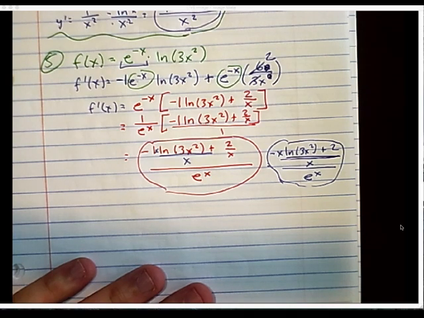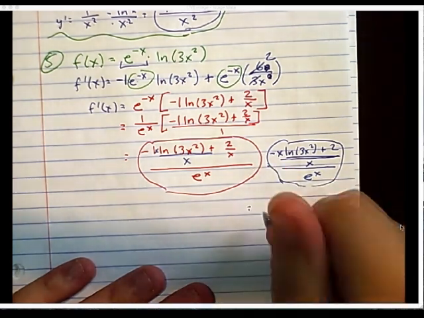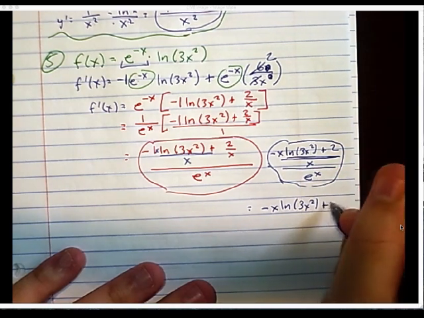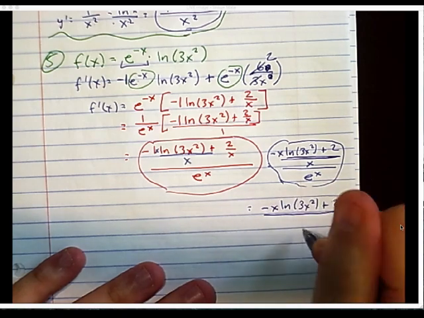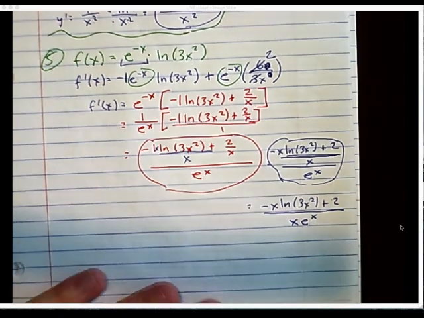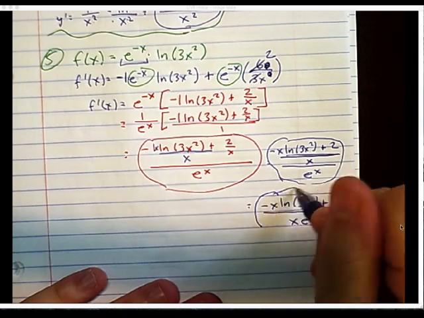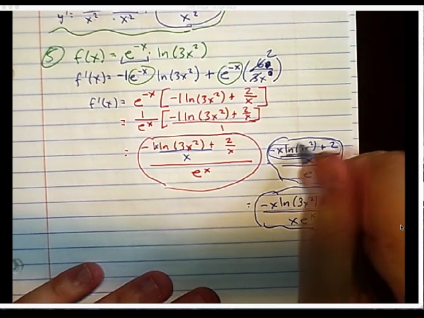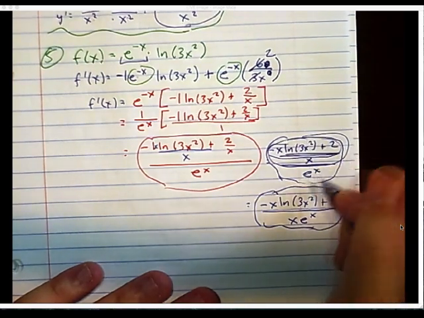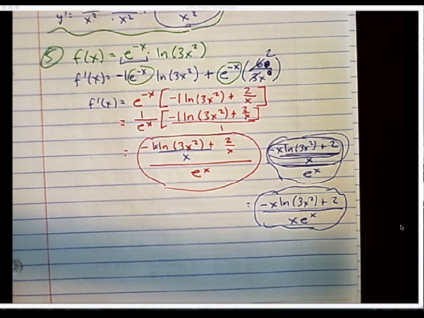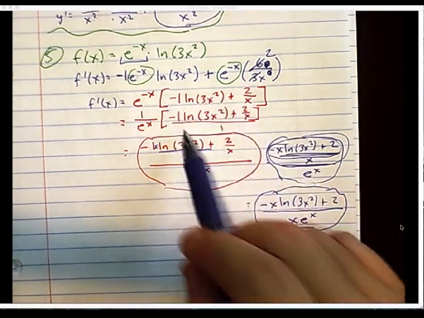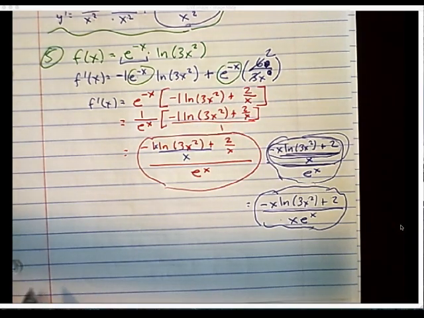Or you could even go one step further. And you could say negative x ln of 3x squared plus 2 all over x e to the x. So we would keep the first fraction the same times the reciprocal of e to the x, which is 1 over e to the x. Keep, change, flip, and it would lead you down this path. So any of these answers are acceptable.